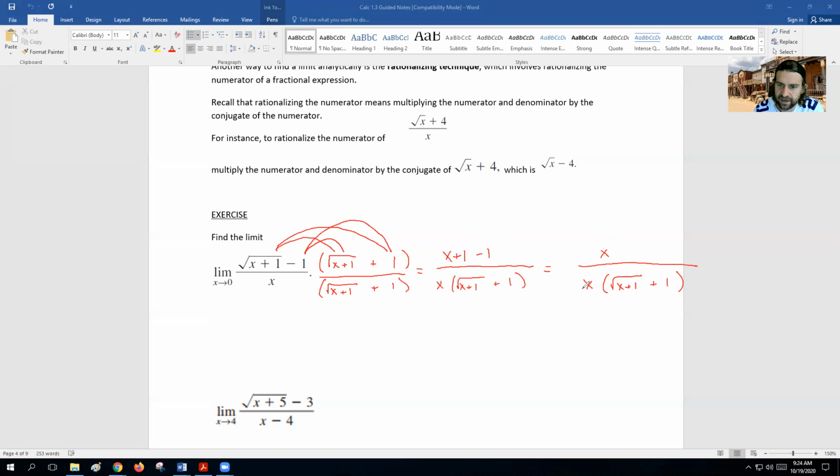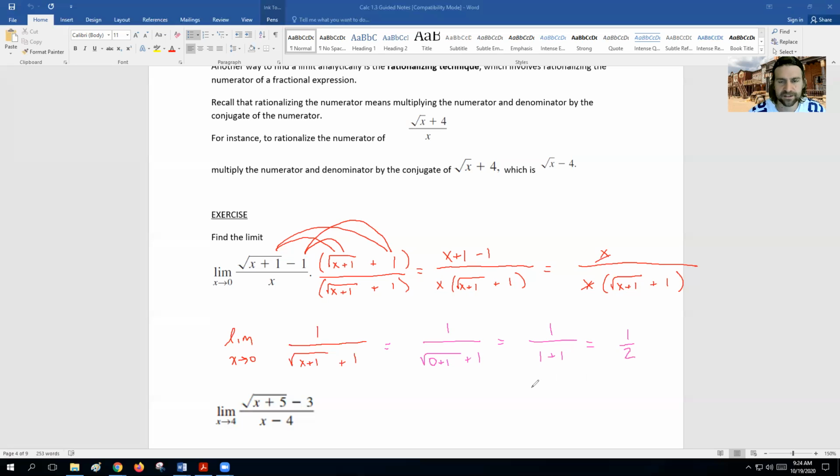which is really nice because now our x's can cancel out. So this expression we can rewrite as the limit as x approaches 0 of, well, no longer x on the top, it's now just 1, that's the only thing left over on the top, over the conjugate, radical x plus 1 plus 1. Now this is something we can use direct substitution for, so we plug 0 in for x and we get 1 over the square root of 0 plus 1 plus 1, which is 1 over square root of 1, plus 1, which means the limit is 1/2.